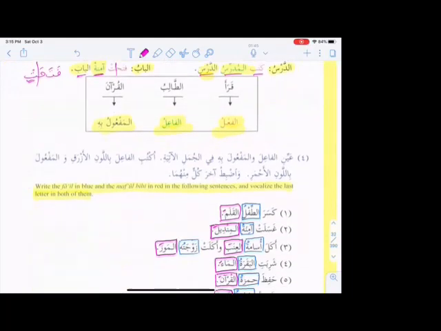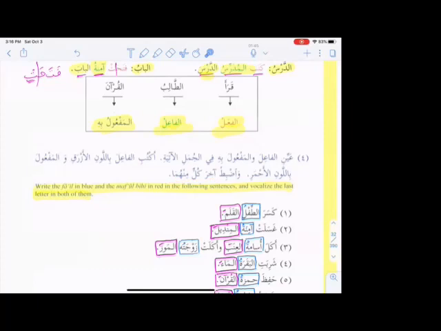Now, after explaining this, Dr. Abdurrahim wants us to do this exercise. Specify, I write, the fa'il and maful bihi. In the following sentences, write the fa'il in blue and the maful bihi in red, and at the end of each sentence, state that it has a fi'l, fa'il and maful bihi.